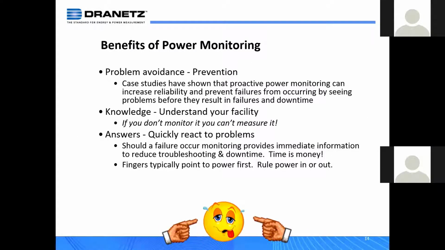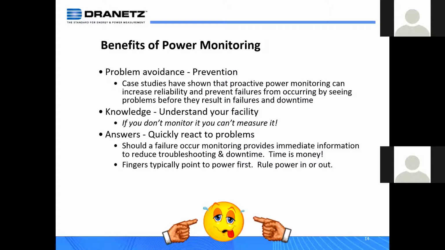So what are the benefits of power monitoring? And everyone likes that little emoji on the bottom there. But really the primary benefit is problem avoidance and prevention. We have many case studies that have shown that proactive power monitoring can increase your reliability and prevent failures from occurring, because you see problems before they result in failures and downtime.